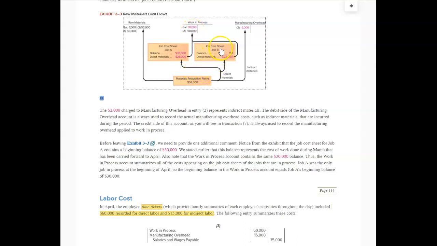And also over here, job cost sheet for B, 22,000. So the 28 and the 22 add to the 50. Anything that's direct materials will go to those job cost sheets for those jobs, and we're going to debit the work in process account $50,000. The indirect materials go straight to a separate account, manufacturing overhead. So we're going to debit manufacturing overhead for the actual overhead cost incurred.